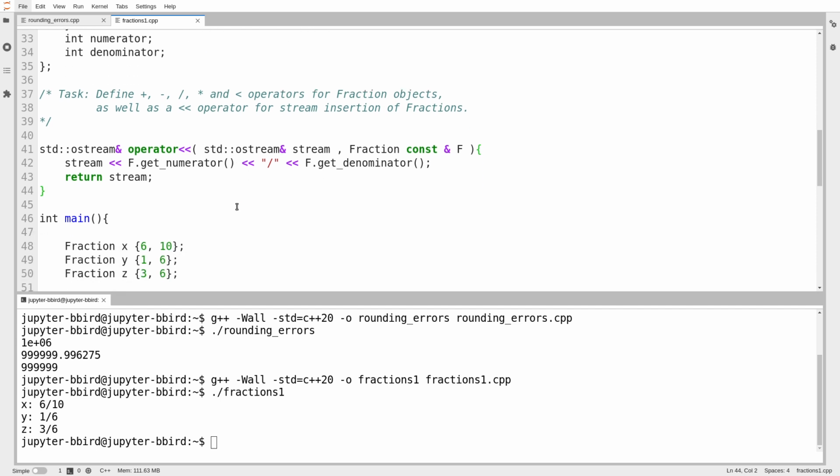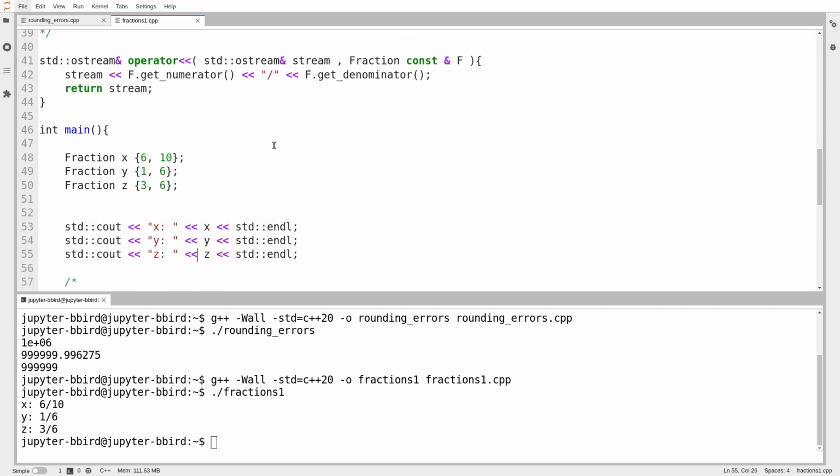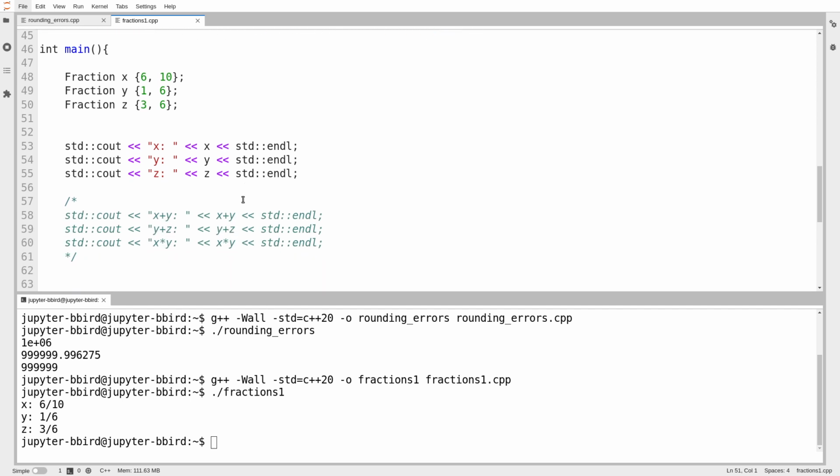So if you push a fraction into an output stream, like I'm doing down here, you will just get numerator over denominator. So it gives us an easy way of printing stuff out, which will be great if we want to debug stuff. What I want to do now is define arithmetic operations that allow me to work with fractions. I want to see what happens if I add x plus y.